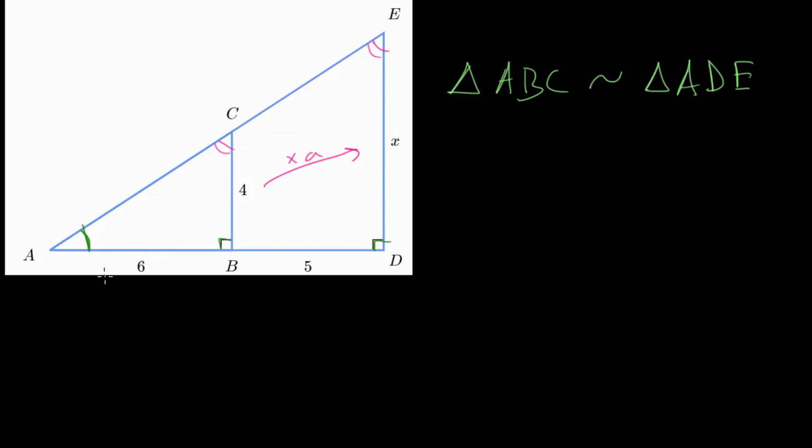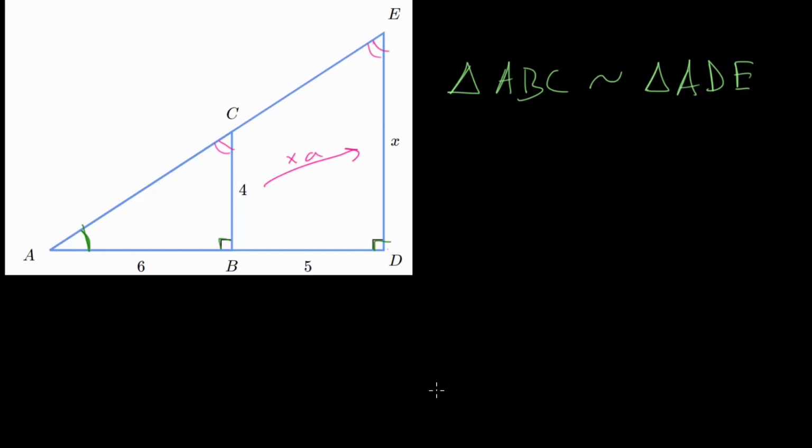And for this side length here, this is side length 6. But for the side length AD, if we add these together, that's 11. So what did we multiply 6 by to get 11? And that number A that we're looking for is the same when we multiply 4 to get x and when we multiply 6 to get 11.